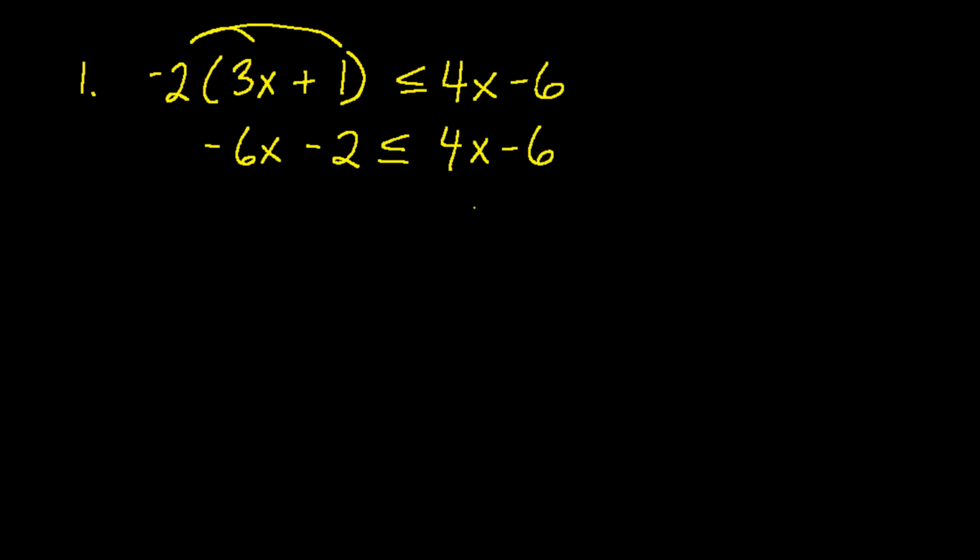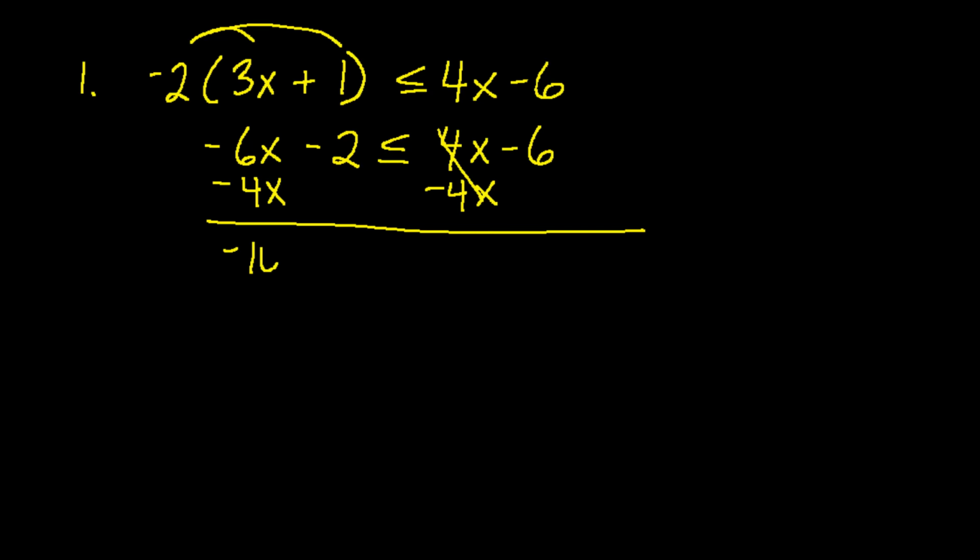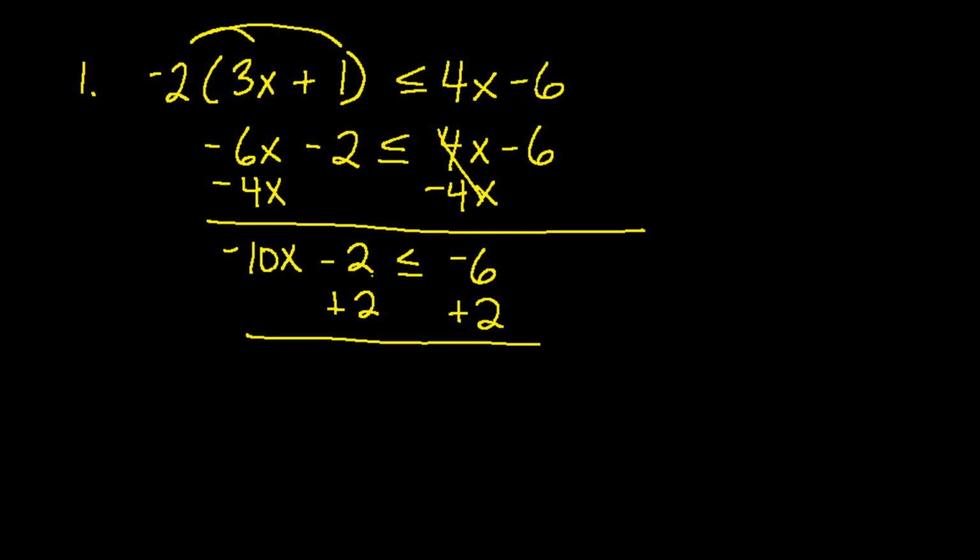Next, we want to get all of the x terms to one side of the equation. I will move them to the left by subtracting 4x from both sides. This will give me -10x minus 2 is less than or equal to -6. Next, I will move the numbers without x's to the right side by adding their opposite. So adding 2 to both sides, we get -10x is less than or equal to -4.